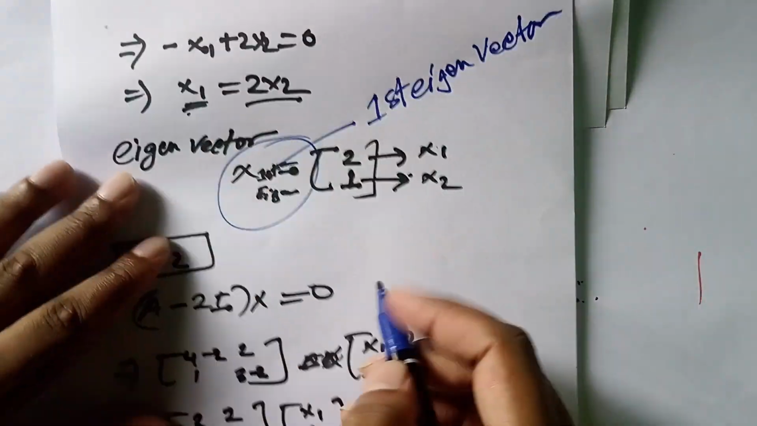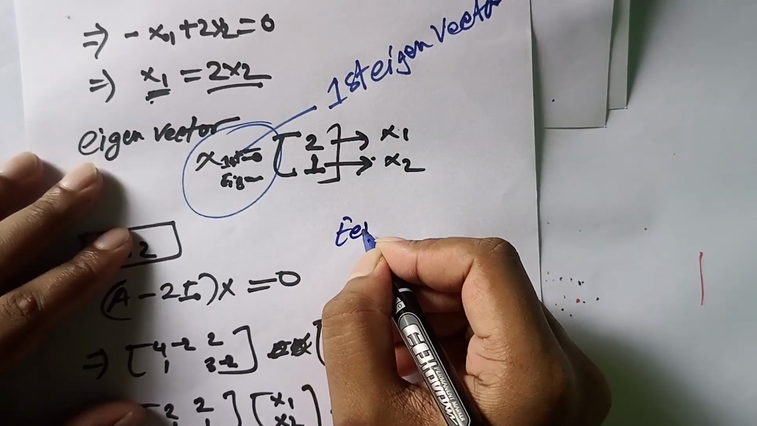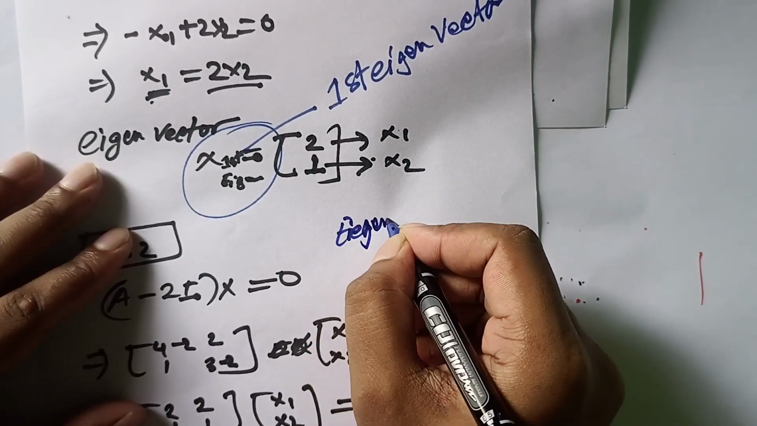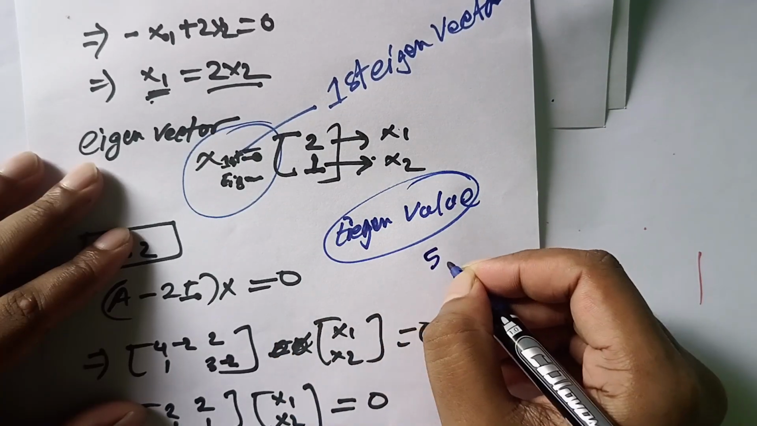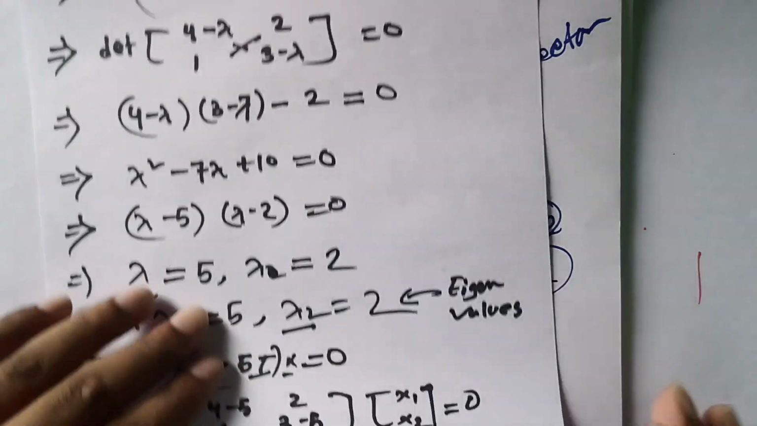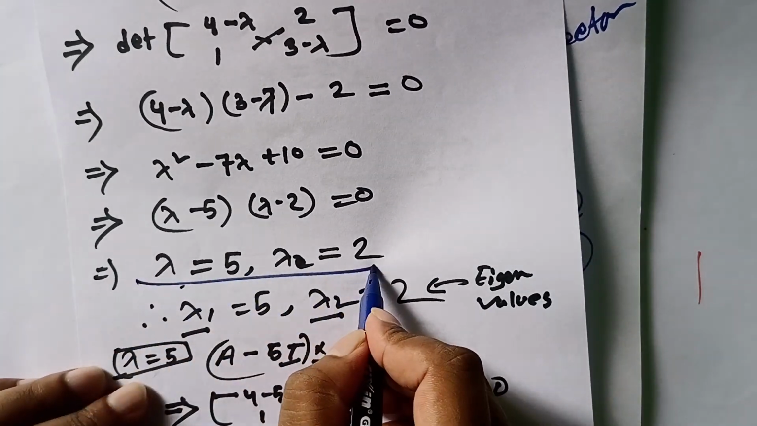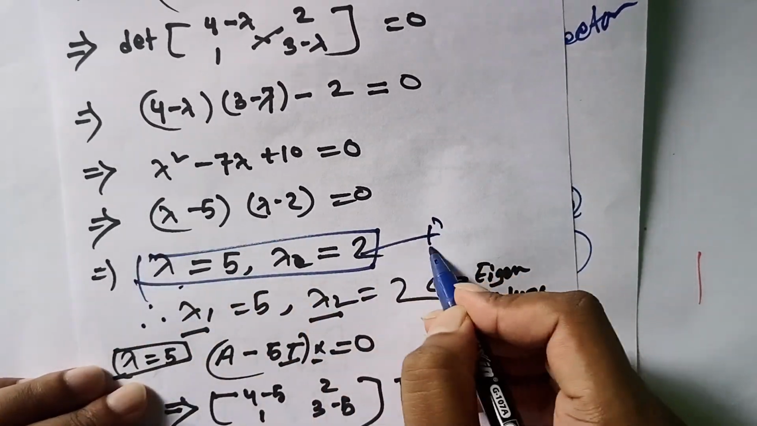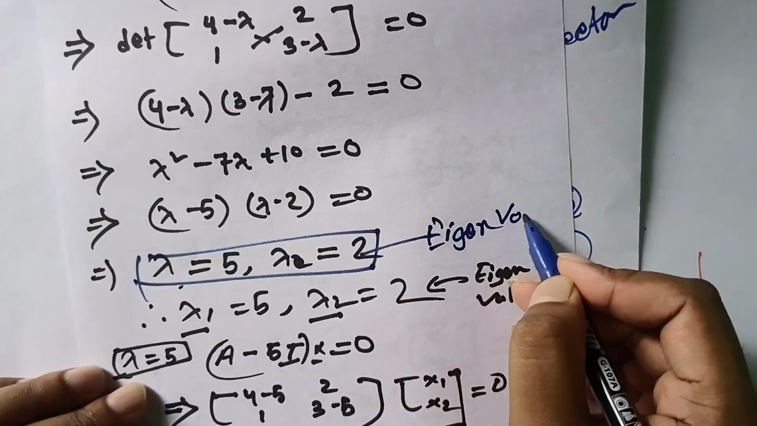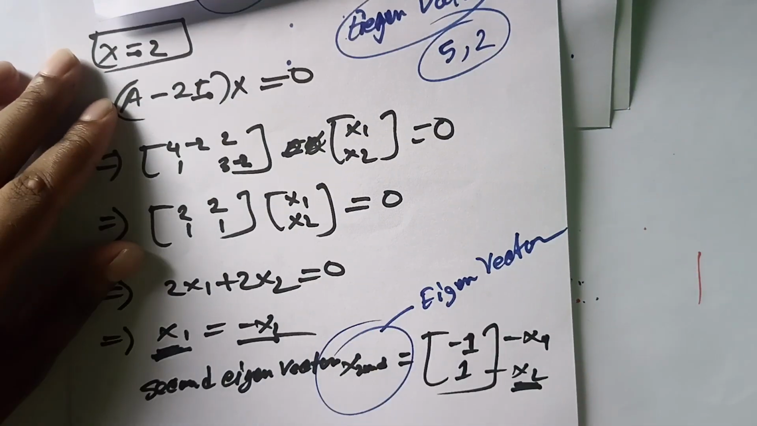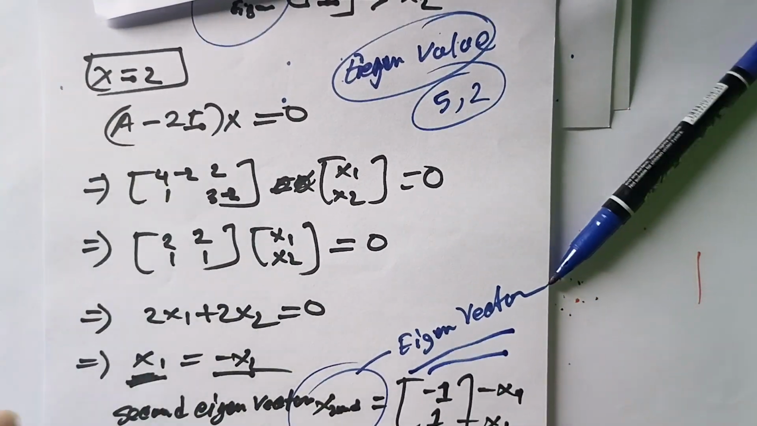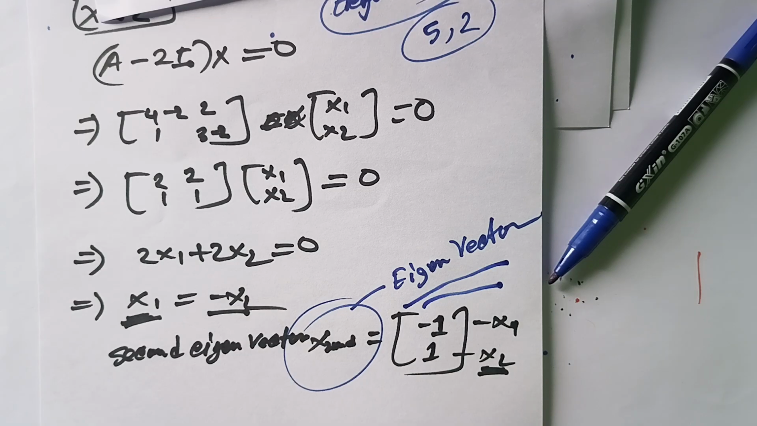So we have eigenvalues 5 and 2. We've found the eigenvalues and we have now found the eigenvectors. So that is how you will find the eigenvalue and eigenvector from a square matrix. Thank you very much.